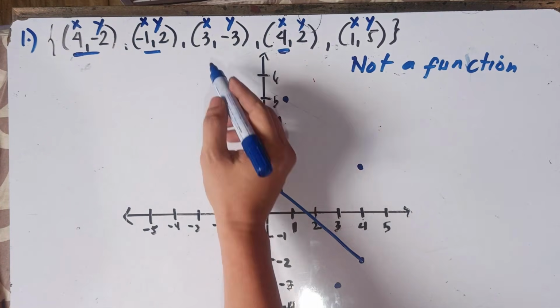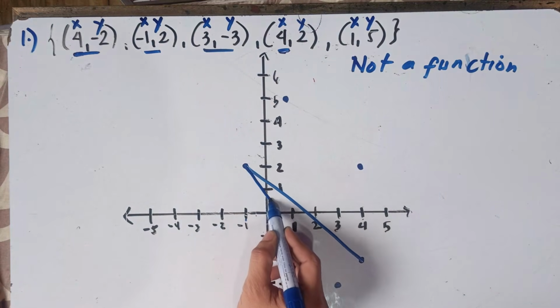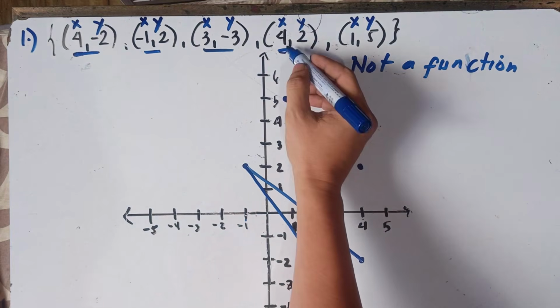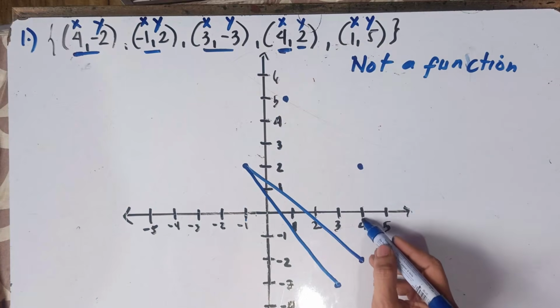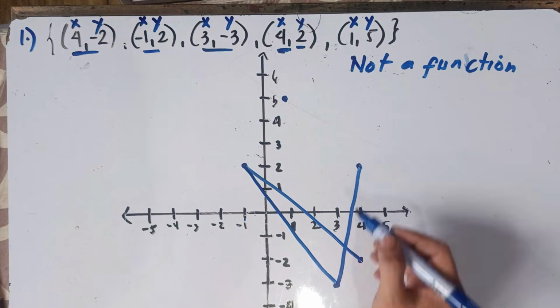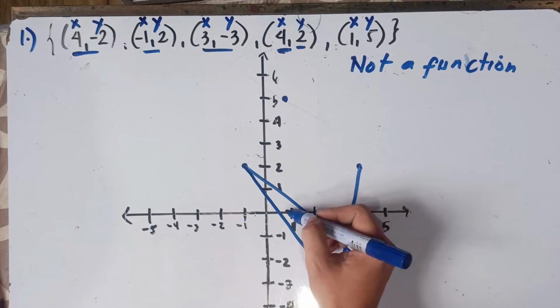And then next will be 3 and then negative 3. Positive 3, negative 3. This one right here. Alright, and then 4 and then positive 2. This one right here. Alright, and then the last one, we have 1 and then 5. This one right here.